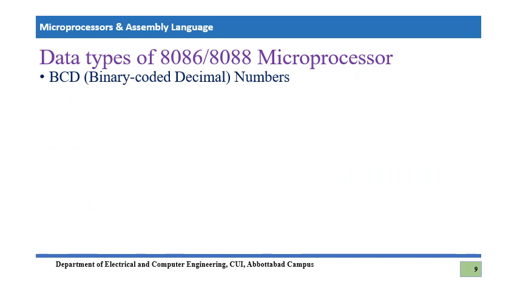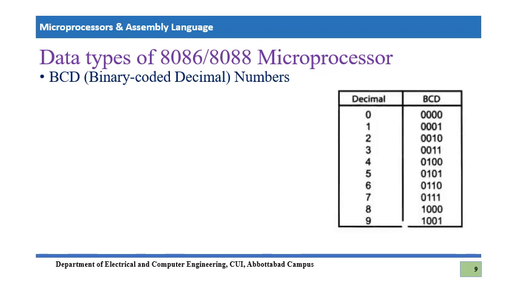So in this slide we are going to discuss the next data type which is available for the 8086 microprocessor, and that is BCD. BCD stands for binary coded decimal numbers, and there has to be an encoding or decoding pattern, and that's given in this specific table. If you look carefully, the numbers used are from 0 to 9. That is why it is known as decimal, because their base is again 10.